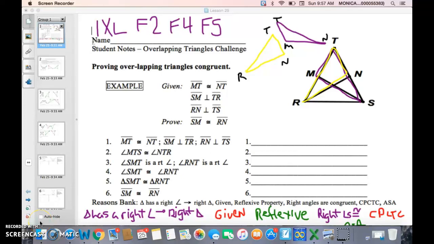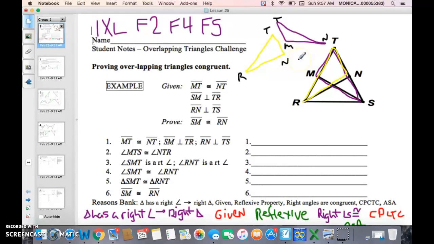All right, and welcome to the last thing we're learning in this unit. We're going to be looking at triangles that are overlapping. For your do now today, you should be finishing up with F2, F4, and F5. That's proving triangles are congruent. So we learned several different ways to prove that triangles are congruent. Now we're going to put it all together.